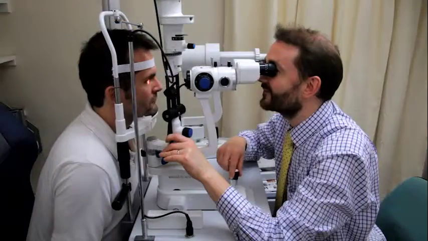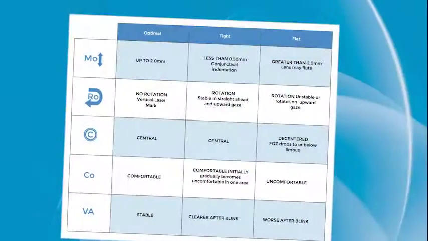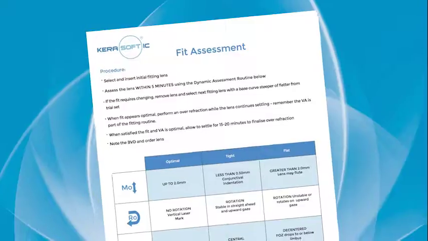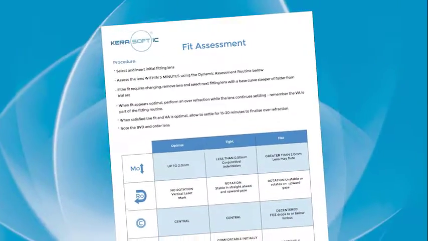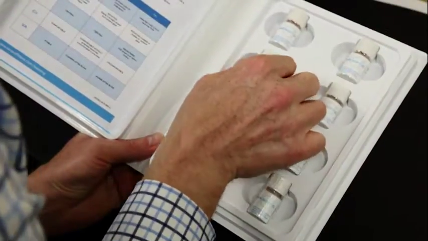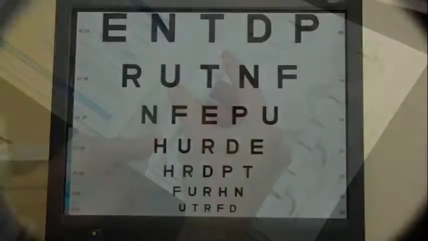Even if the fit appears optimal in the slit lamp, the quality and stability of the vision should be used as the final indicator as to whether the lens is fitting optimally. The ideal situation is that the lens fits optimally. If this is not the case, use the guidance on the KeraSoft IC Fit Assessment Guide to change the fit of the lens by choosing the next most appropriate base curve to try.